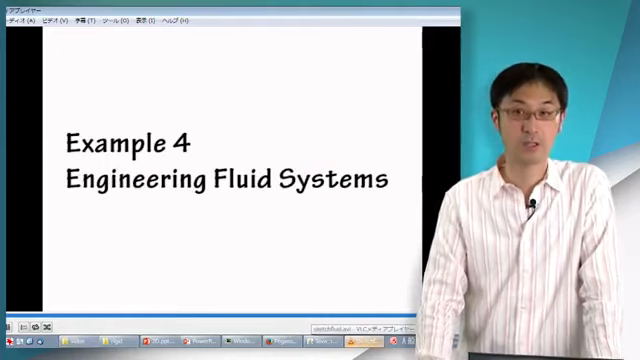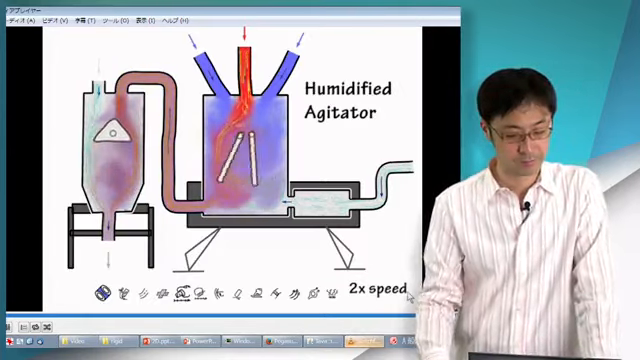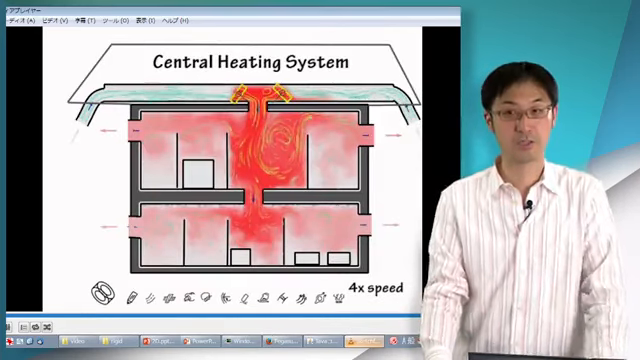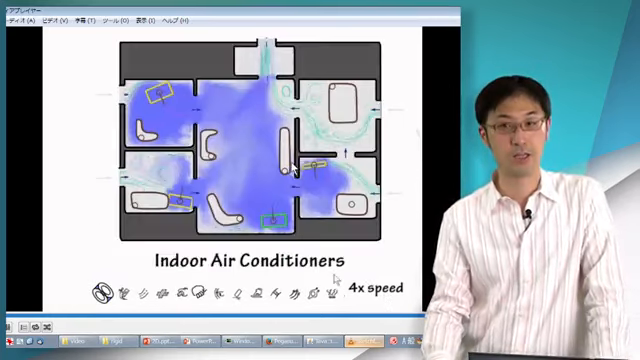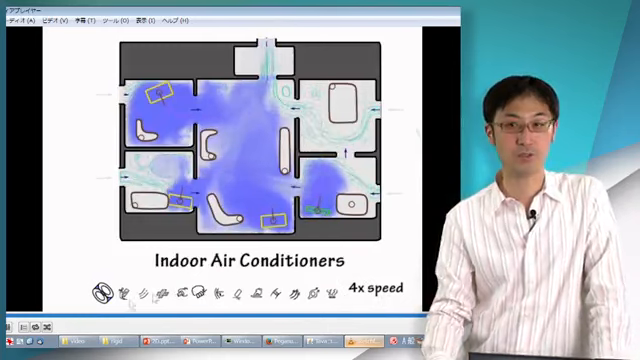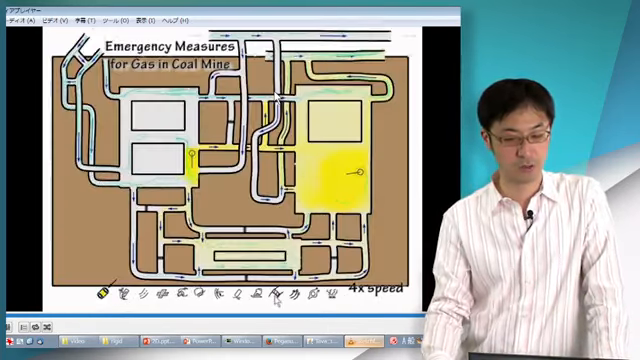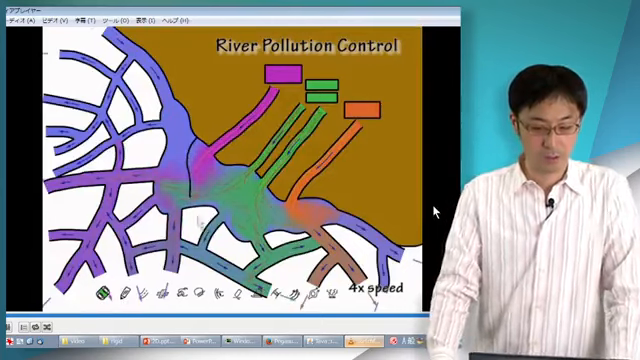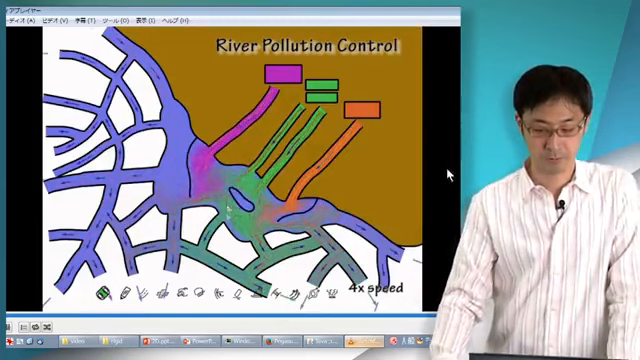And also this technique can be used for engineering systems, like this one. And this is another example in architecture. So you can see how cold air and warm air mix together and flow. And you can test many different configurations. And this tool can also be useful for explaining pollution of rivers and so on.